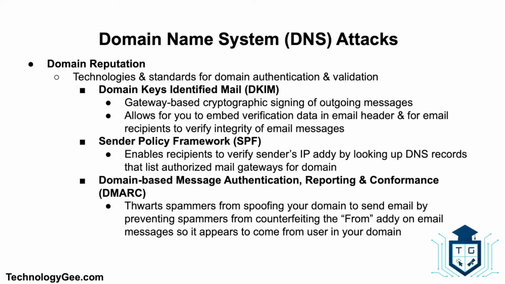The first one is called DomainKeys Identified Mail, or DKIM, and this provides a means for gateway-based cryptographic signing of outgoing messages, which allows you to embed verification data in an email header and for email recipients to verify the integrity of the email messages. Next, we have Sender Policy Framework, or SPF, and this enables recipients to verify the sender's IP address by looking up DNS records that list authorized mail gateways for a particular domain.